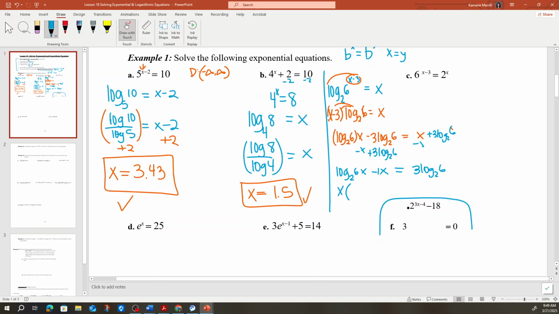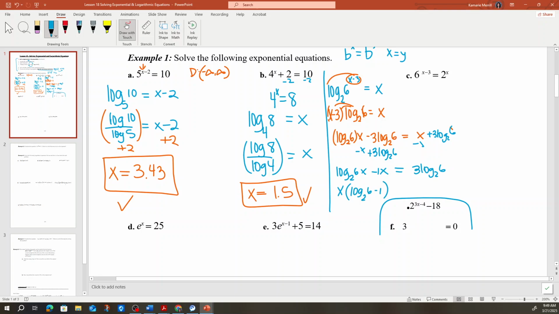If I factor out an x, I get to combine the number parts. It's like me taking 3 minus 4 if this was a 3x and that was a 4x. I would literally just combine them. That's what we just did. So now we've combined our x's.